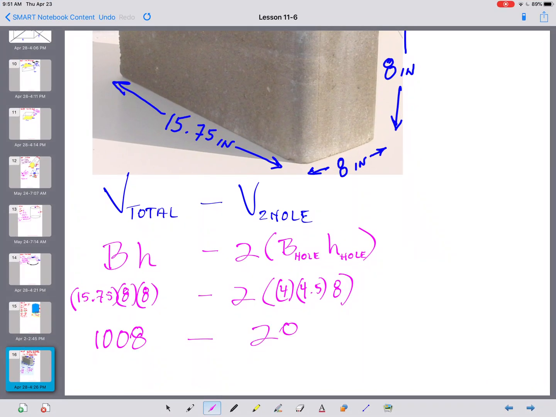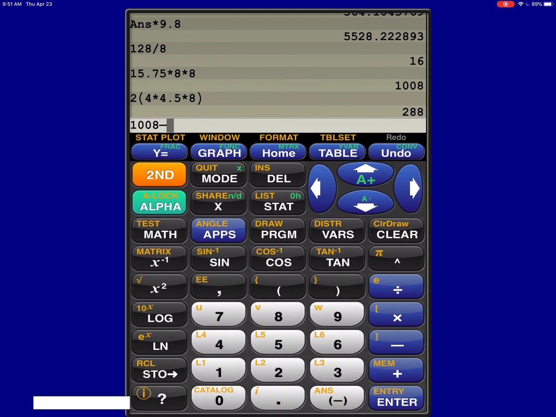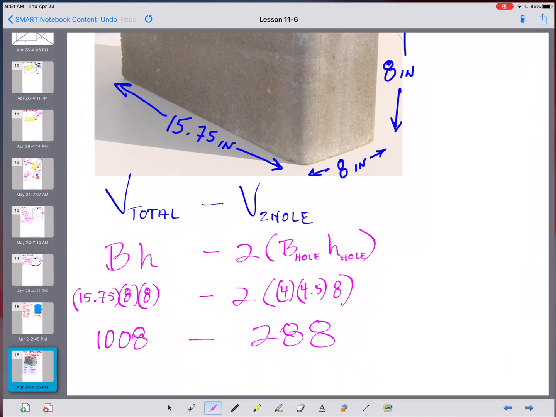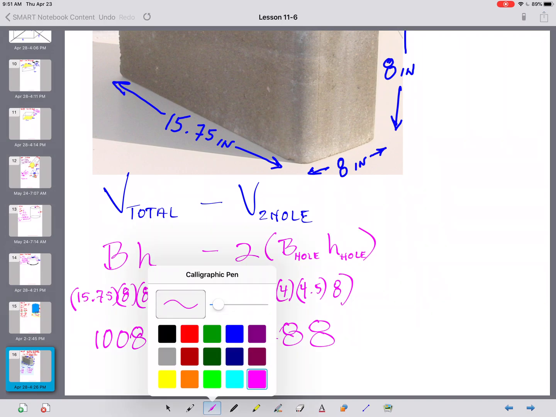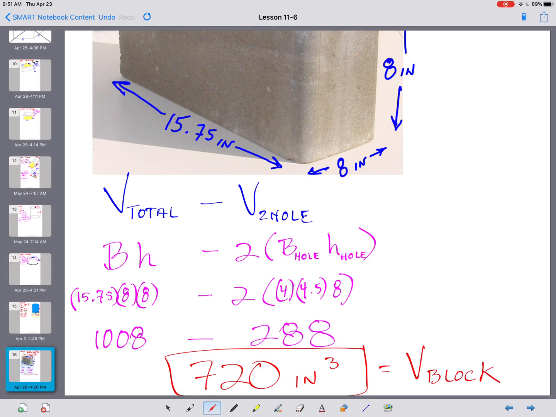Let's subtract now. 1008 minus 288. There it is, our volume, 720. 720 what? Well, all the lengths were in inches, so this is going to be inches cubed. There's our volume of the block. That was problem 29.